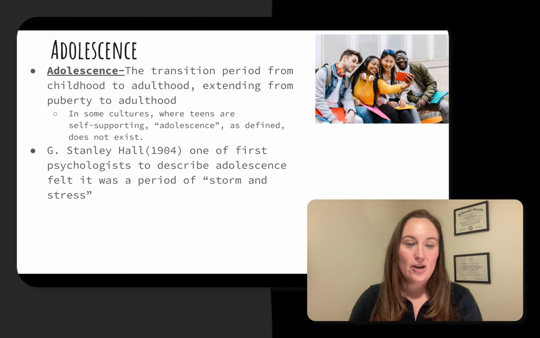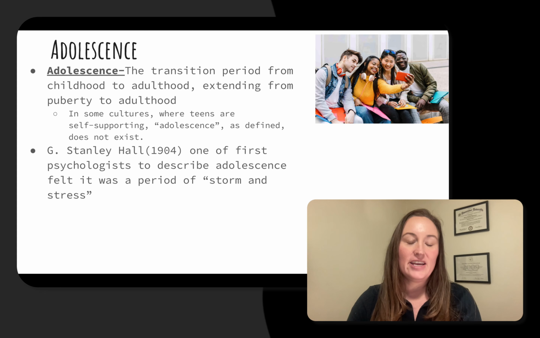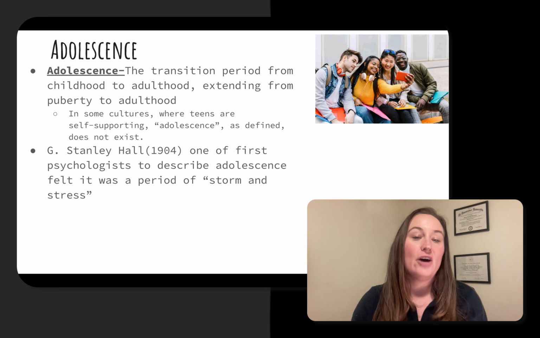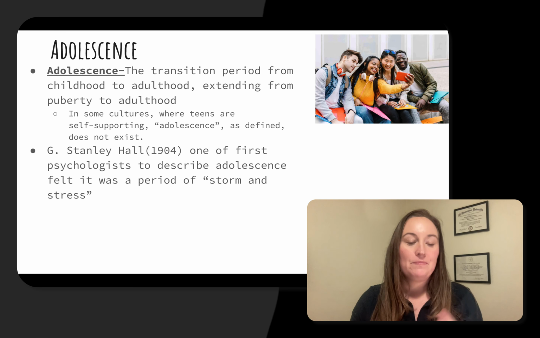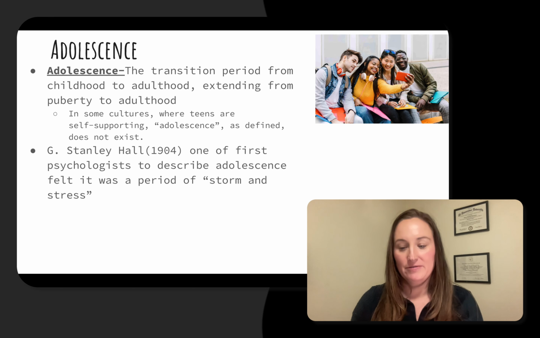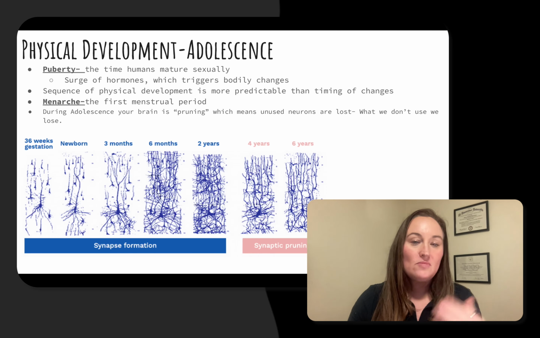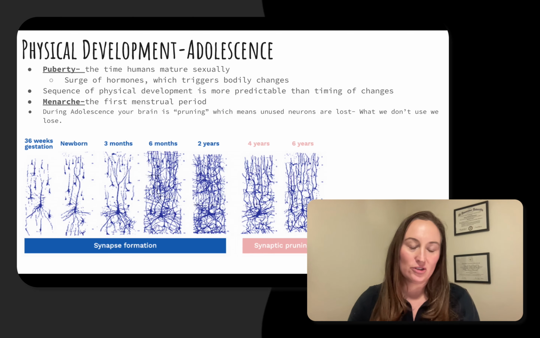G. Hanley Stahl was one of the first psychologists to describe adolescence, and he felt that it was a period of storm and stress. However, most people do not feel that adolescence is really a time of storm and stress for them. Starting from that puberty moment, let's define puberty. Puberty is the time that humans mature sexually.